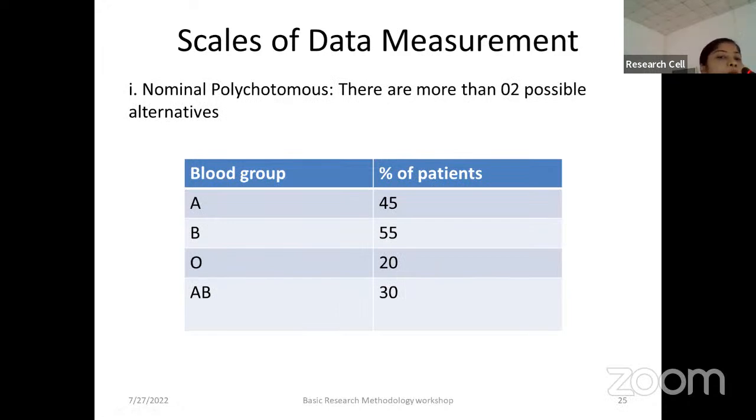Then we have nominal polychotomous. There are more than two possible alternatives. For example, blood groups: more than two, A, B, O, AB. Your n number of participants will fall into different categories, so accordingly we have the percentages worked out. This is just a hypothetical example. These are just hypothetical percentages to complete the chart.